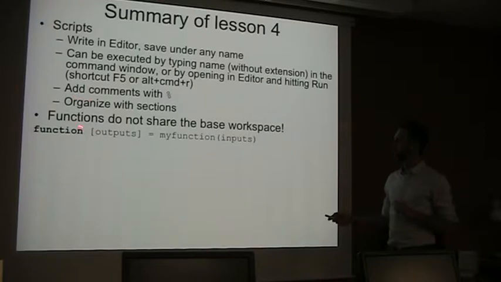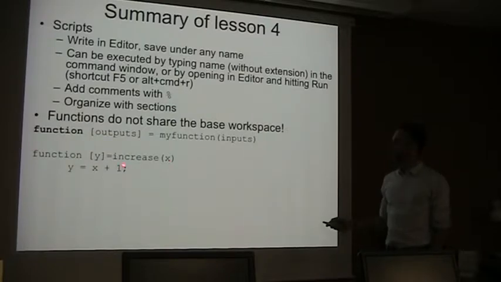This is how you would do it. You declare one or more outputs if you want, and one or more inputs. And the name of the function will also be the name of your file. So in this case, myfunction.m. We talked about how to create a function called increase, which adds 1 to every input number. So here it's written x, but x would be whatever we put in here. It could be 1, 2, 3, 4, any number.